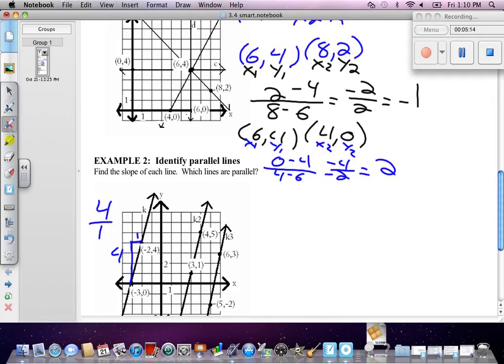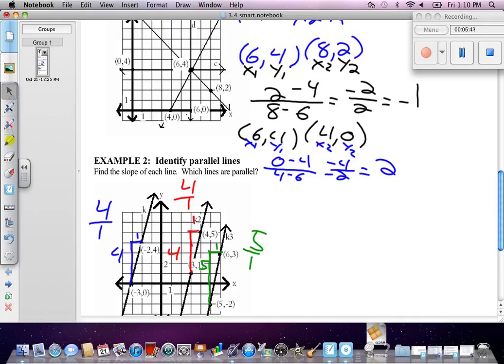Yes. The next one we start at 3, we go up 1, 2, 3, 4. And we go over 1, so we get 4 over 1. And then the next one is, we're at -2. Go up 1, 2, 3, 4, 5 over 1.